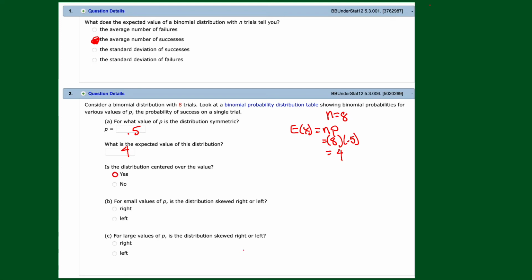Yeah, because it's symmetric. For small values of p, is this skewed to the right or left? Now, skewing means this. If you have something like this, that's skewed to the right. If you have something like this, that's skewed to the left. So you look at those vertical bars. What are the vertical bars doing? So for small values of p, this distribution looks to me like it's skewed to the right. And for large values of p, it looks like it's skewed to the left.